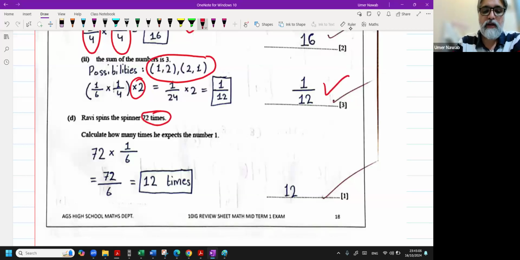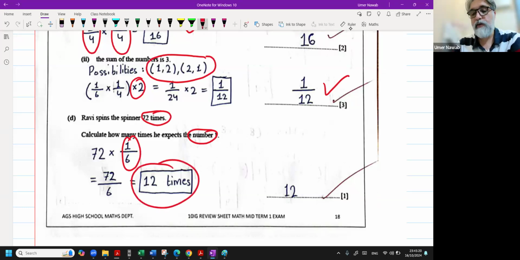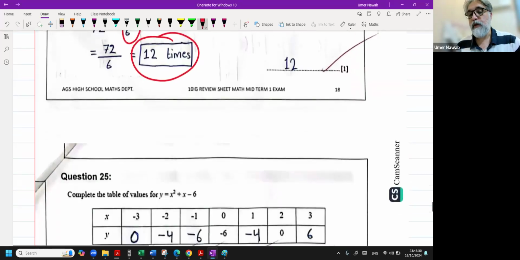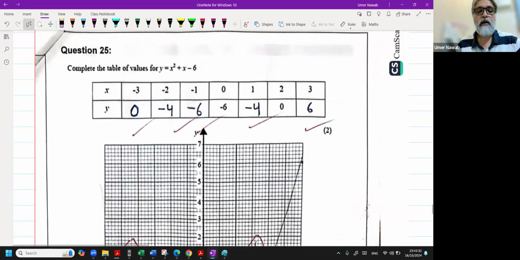Now, Ravi does this 72 times. Get the probability of getting 1. Getting 1 is 1 over 6. Since he does this 72 times, multiply this probability by 72, and it gives you 12. That means you expect the number 1 12 times in 72 spins.